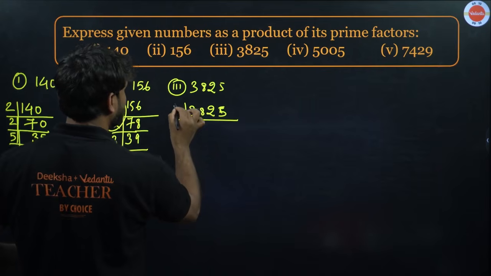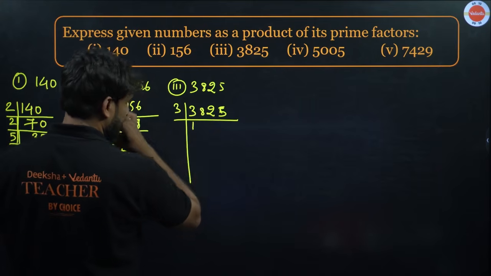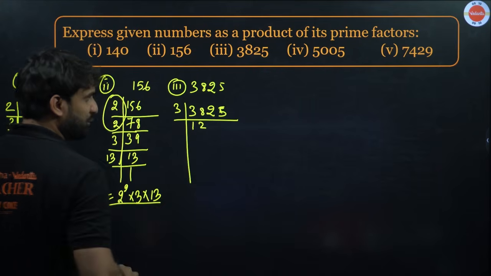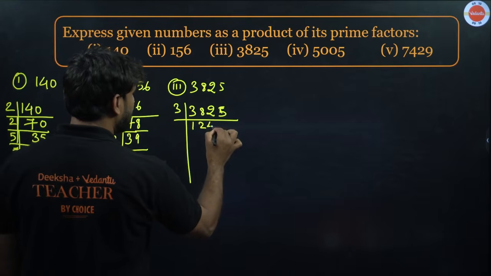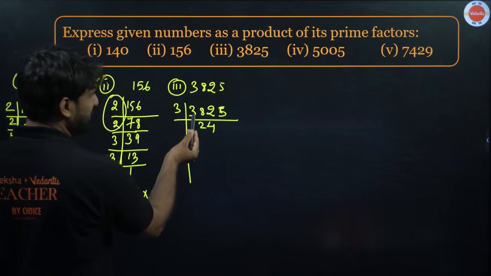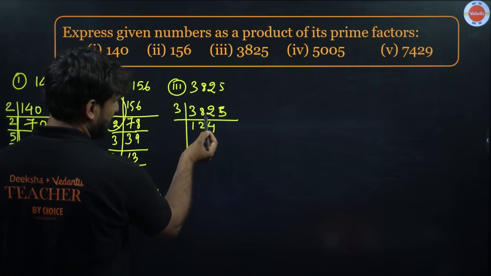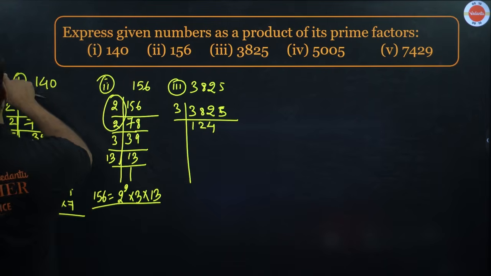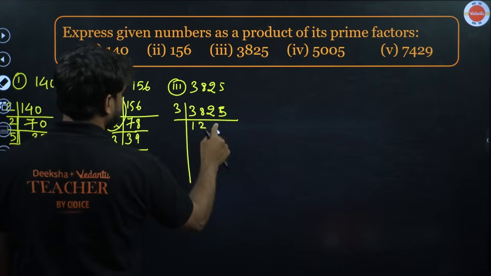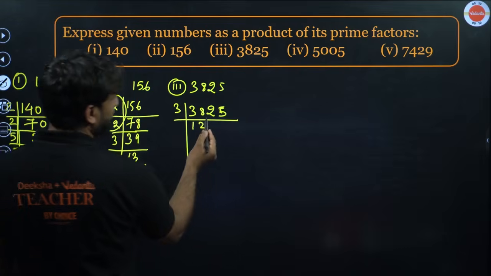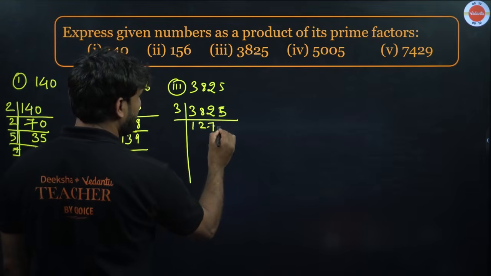So 3, let's check 3. 3 ones are 3, 3 twos are 6, 3 fours are 12. Oh, sorry, why am I writing 4 here? I think 22 is there, so 7 will come. Yes, 3 twos are 6, 22, 3 sevens are 21, 3 fives.